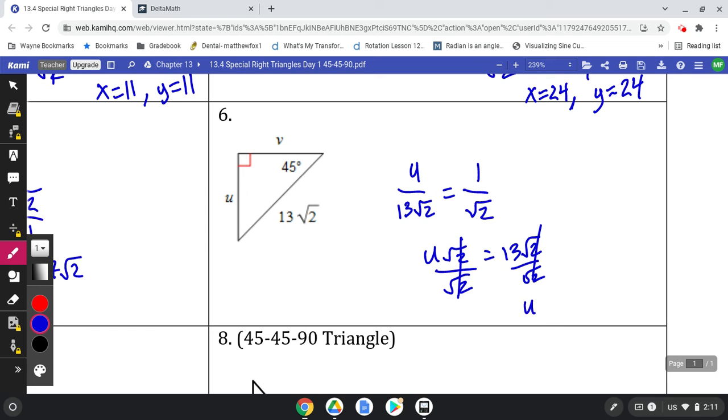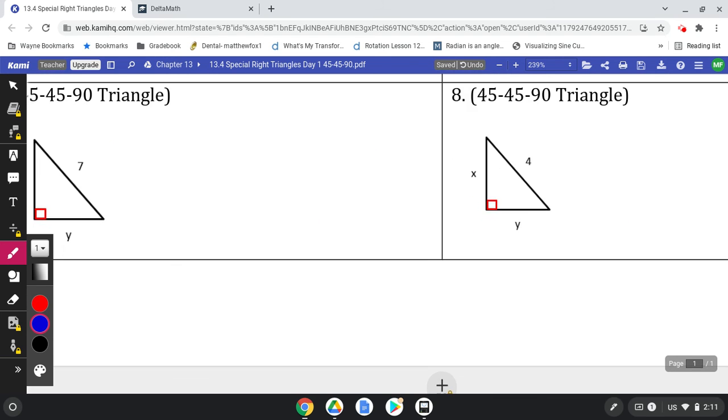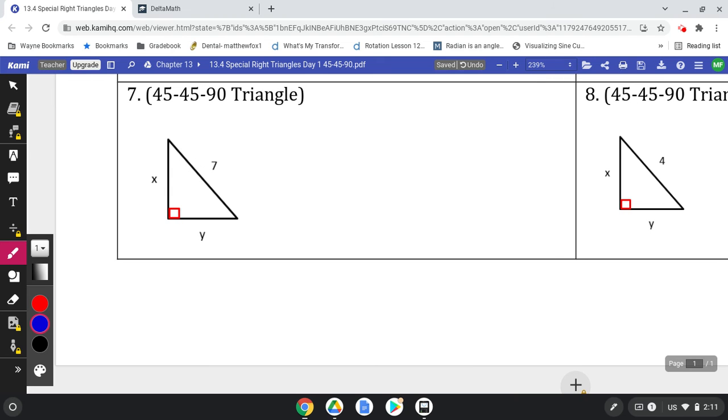And we get u equals 13. Now, this does get a little more complicated as we start dealing with some different things that happen with square roots. So take a look here at number 7. X and Y will both be legs. We know that. So we want to take 7 divided by X equals 7 is the hypotenuse, so I put square root of 2 on top over 1.